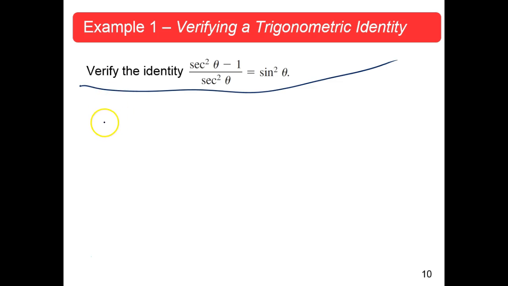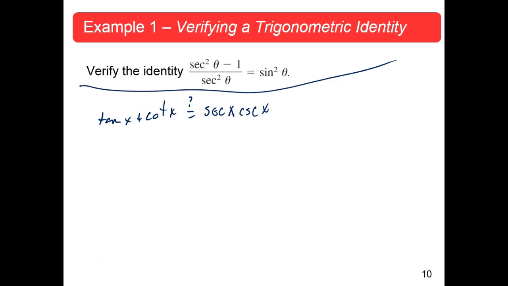Here's an identity: tangent x plus cotangent x. The question is, is this really equal to what's being claimed here? And I guess it is. We'll see. Is this equal to secant x times cosecant x?